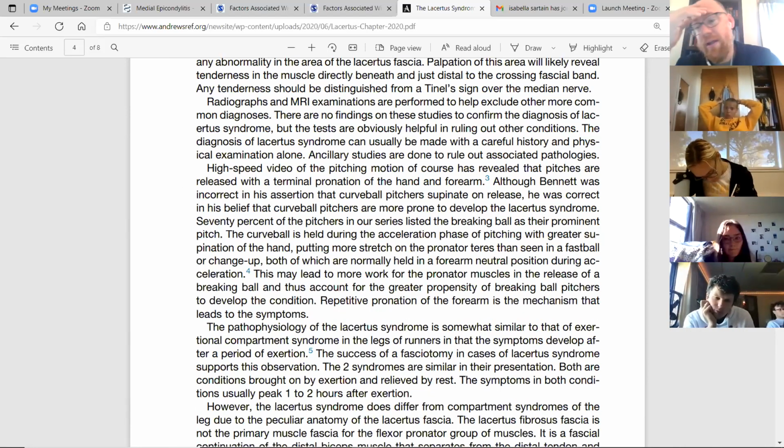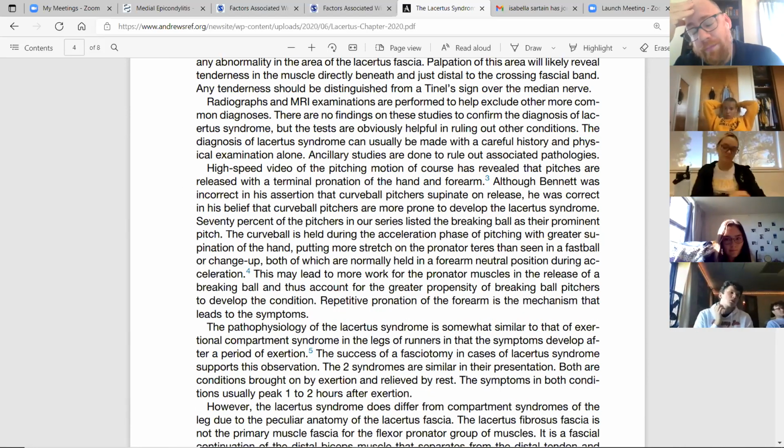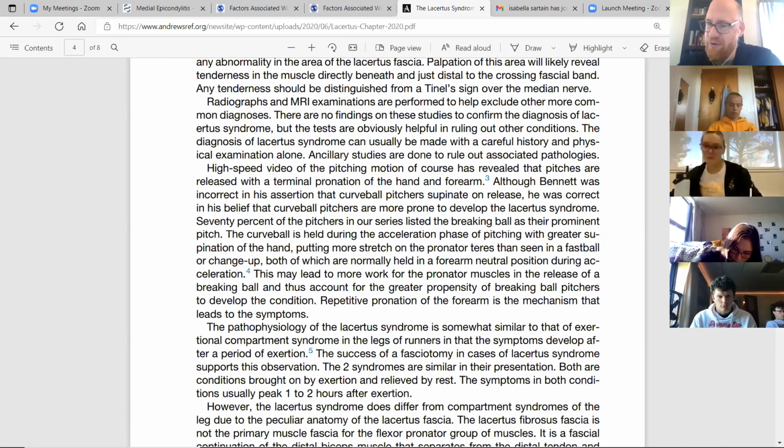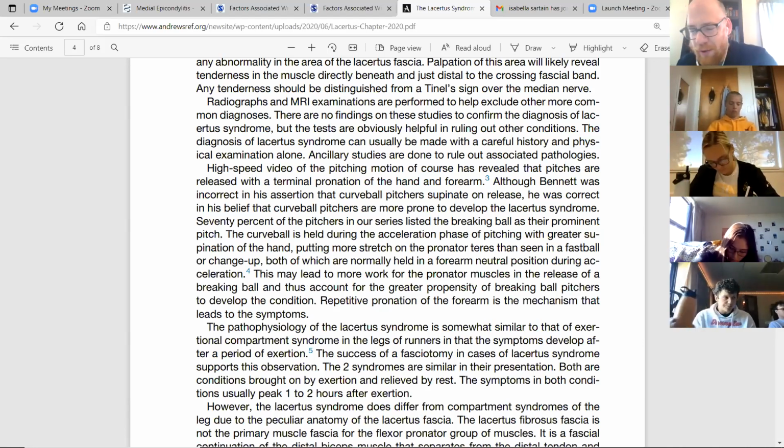Okay, check this out. One of the things they discovered when looking at pitchers as they were studying Lacertus syndrome is that this is a lot more common in pitchers who throw a lot of curveballs and breaking balls. That was always a connection that was difficult for me to make, particularly when I was a young athletic trainer, at least initially, as a new clinician.